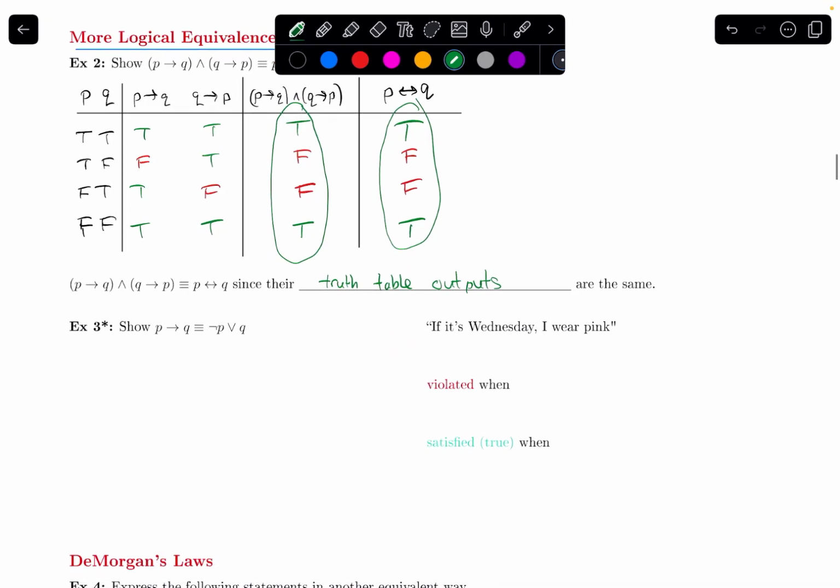All right, let's look at another example. For this next one, I want to show that P implies Q is equivalent to not P or Q. So for this one, I want to give you an opportunity to try this on your own first. So take maybe 2 minutes to pause the video, see if you can draw a truth table for this one to show that these are the same. Pause it in 4, 3, 2, 1, pause it, and try this one.